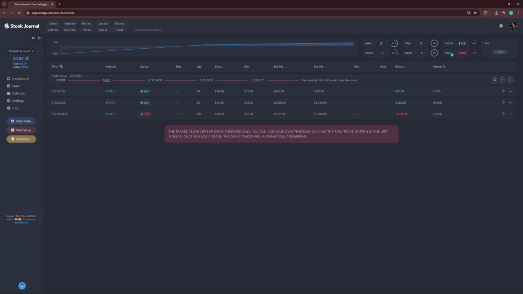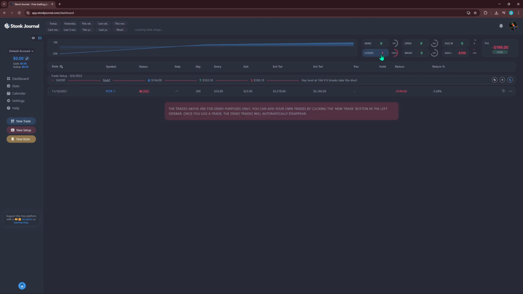Don't skip the journal notes. Write why you entered, where you plan to exit, what risk you accepted, and what you observed during the trade. After closing, add what worked, what didn't, and what you'd change next time. Notes turn raw numbers into lessons.